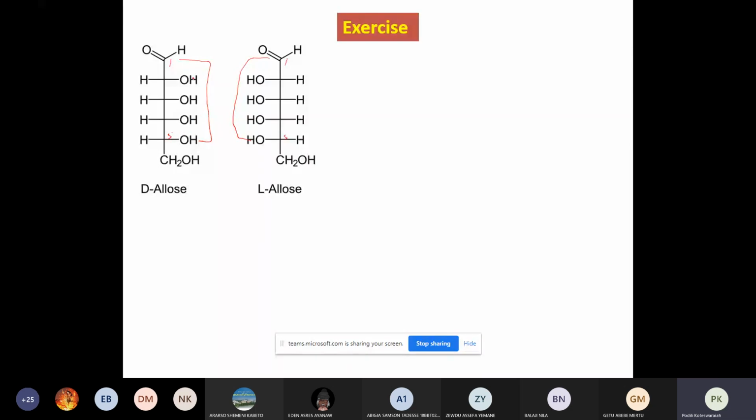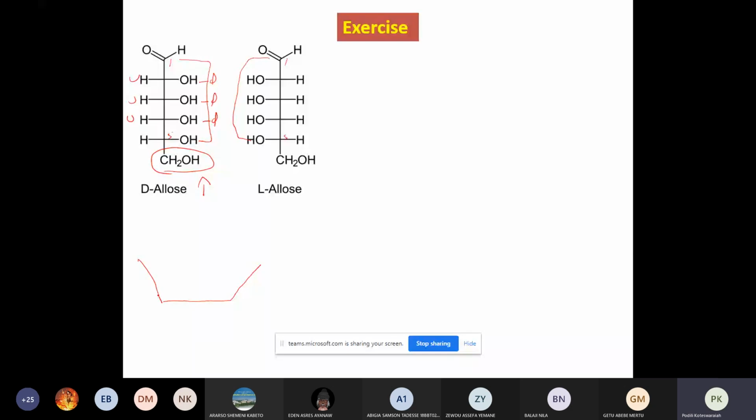So now here, as I already said, substituents that are present on the right side should be written down in the Haworth projection. Therefore, this is down, this is down, this is down, and this is up, this is up, this is up when we transform into the Haworth. And this CH2OH group should point up in the Haworth projection. And so now I will draw the Haworth projection for the D-allose.